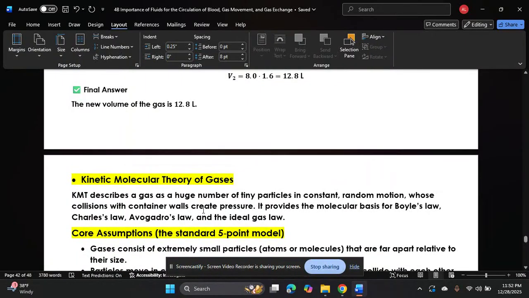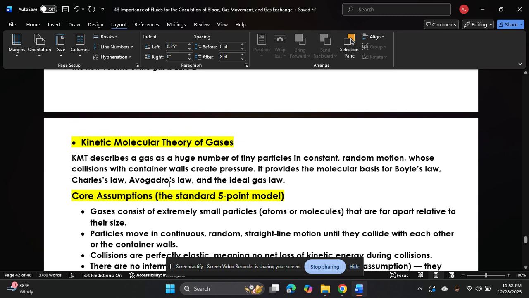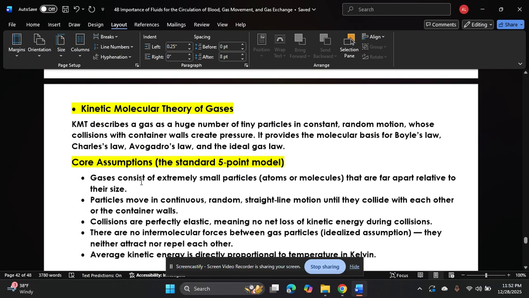All right, so kinetic molecular theory of gases. KMT describes a gas as a huge number of tiny particles in constant random motion whose collisions with container walls create pressure. It provides the molecular basis for Boyle's law, Charles's law, Avogadro's law, and the ideal gas law. Right? Ideal gas is PV equals nRT.